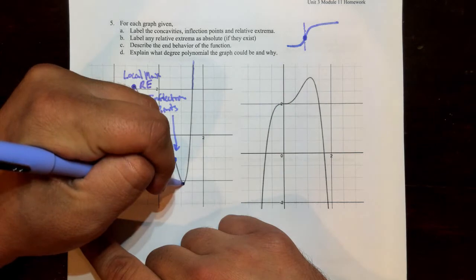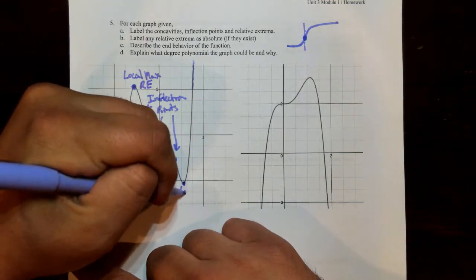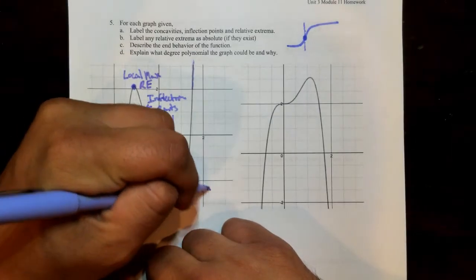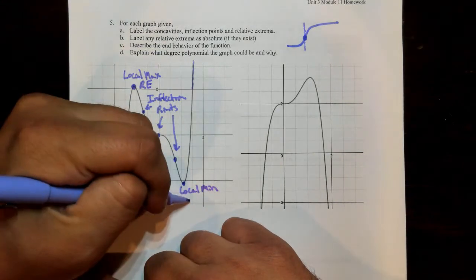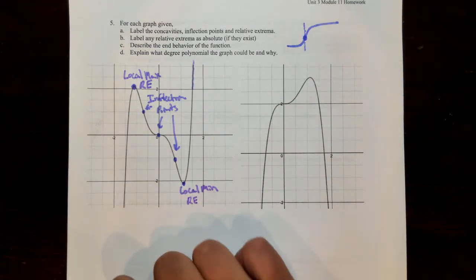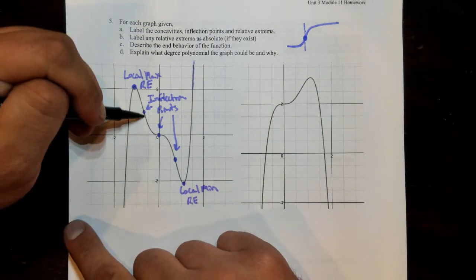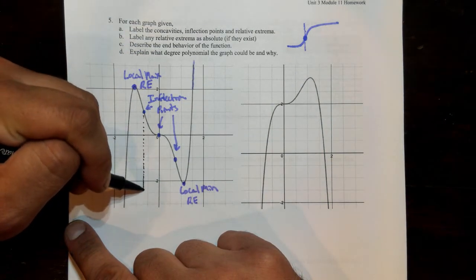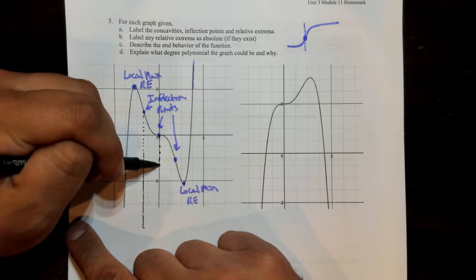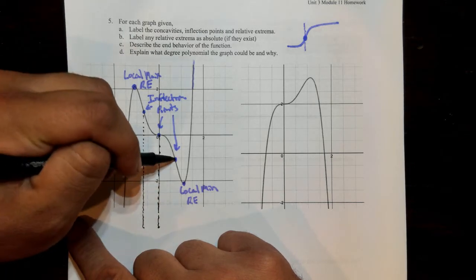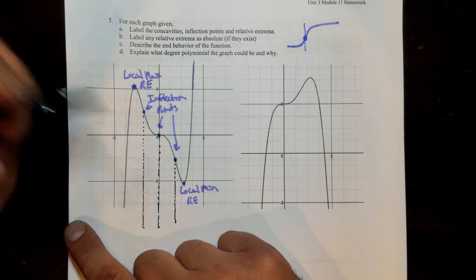And then we have this down here. This would be our local min. And this is also a relative extrema. So now let's talk about concave up and concave down. So I said that the inflection points are the dividing lines between the concavities. So we have something right here, another one right here, changes here, and then we're good.